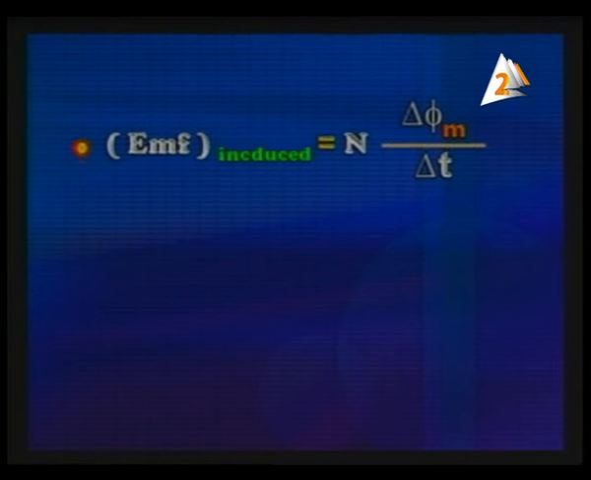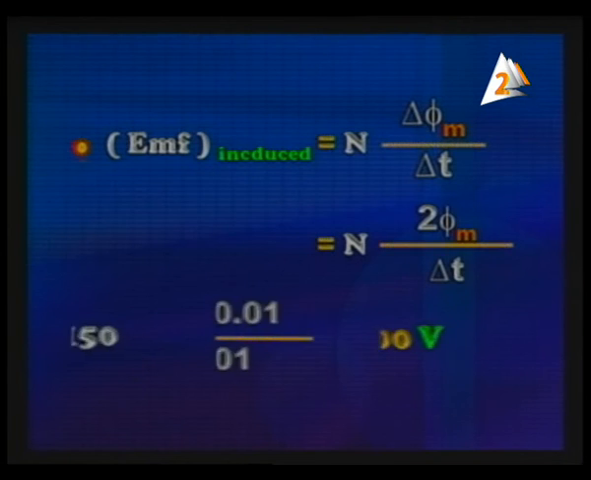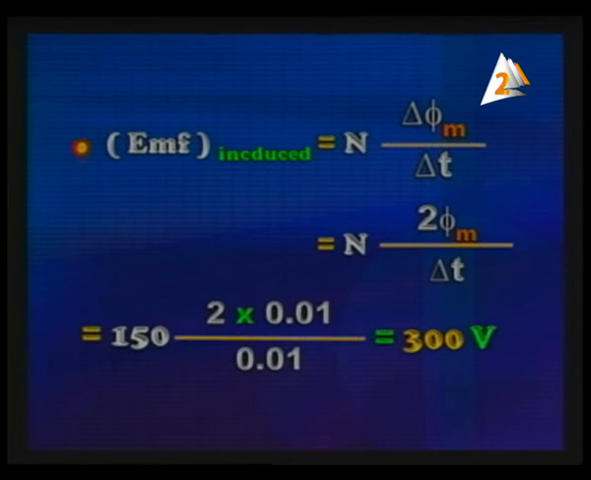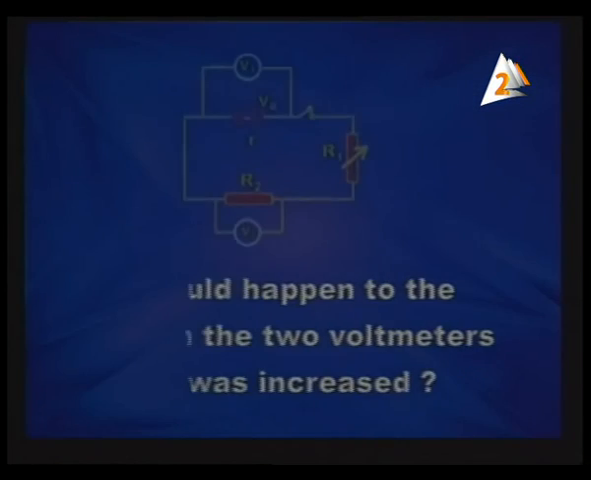Since EMF induced is also determined from N delta phi magnetic over delta t, this is another method to calculate the EMF induced using Faraday's law. Current is reversed, so delta phi equals 2 phi. So once again, 150 times 2 times 0.01 over 0.01, the same answer, it is 300 volt.